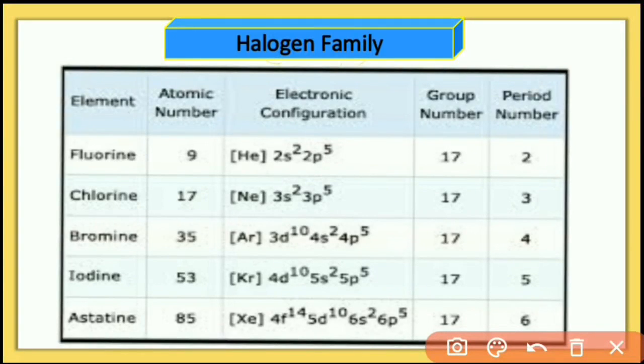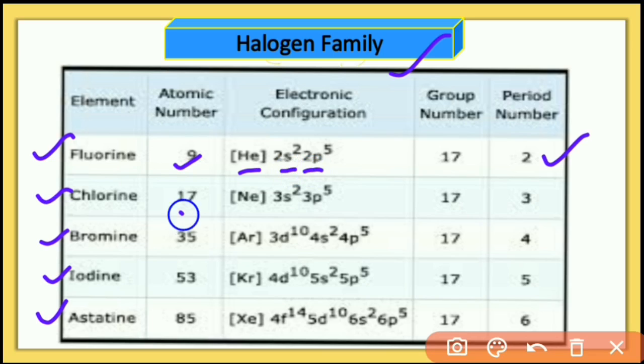Group number 17 elements are known as halogen family, and in halogen family elements are fluorine, chlorine, bromine, iodine and astatine. Fluorine belongs in second period and its atomic number is 9. So we can write valence electronic configuration of fluorine: helium 2s2 2p5.